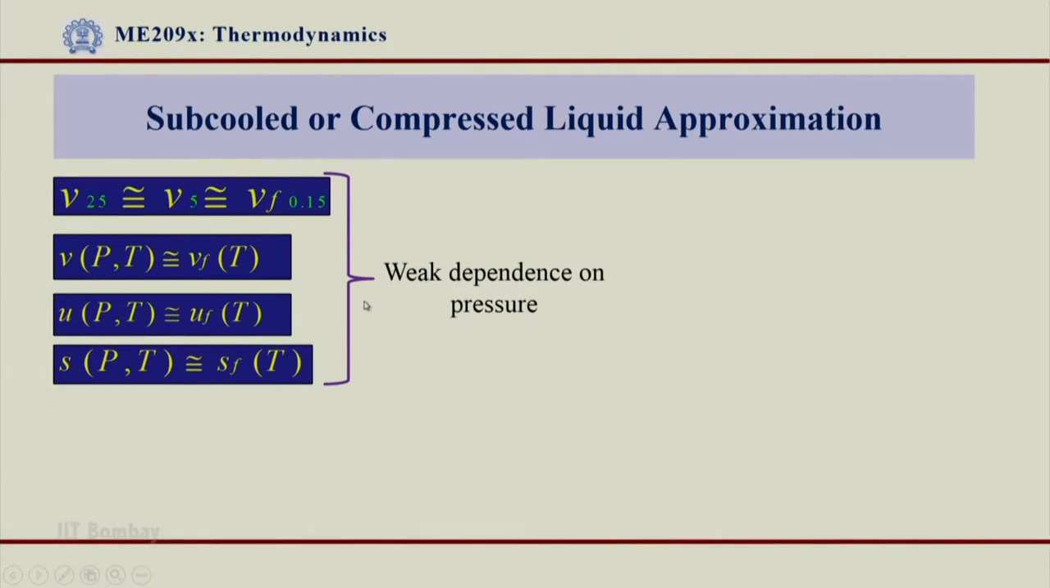What do I say from this? I will say that there is a weak dependence on pressure in this region. The properties V, U and S have weak dependence on pressure. And why is this? Why am I making such a statement?